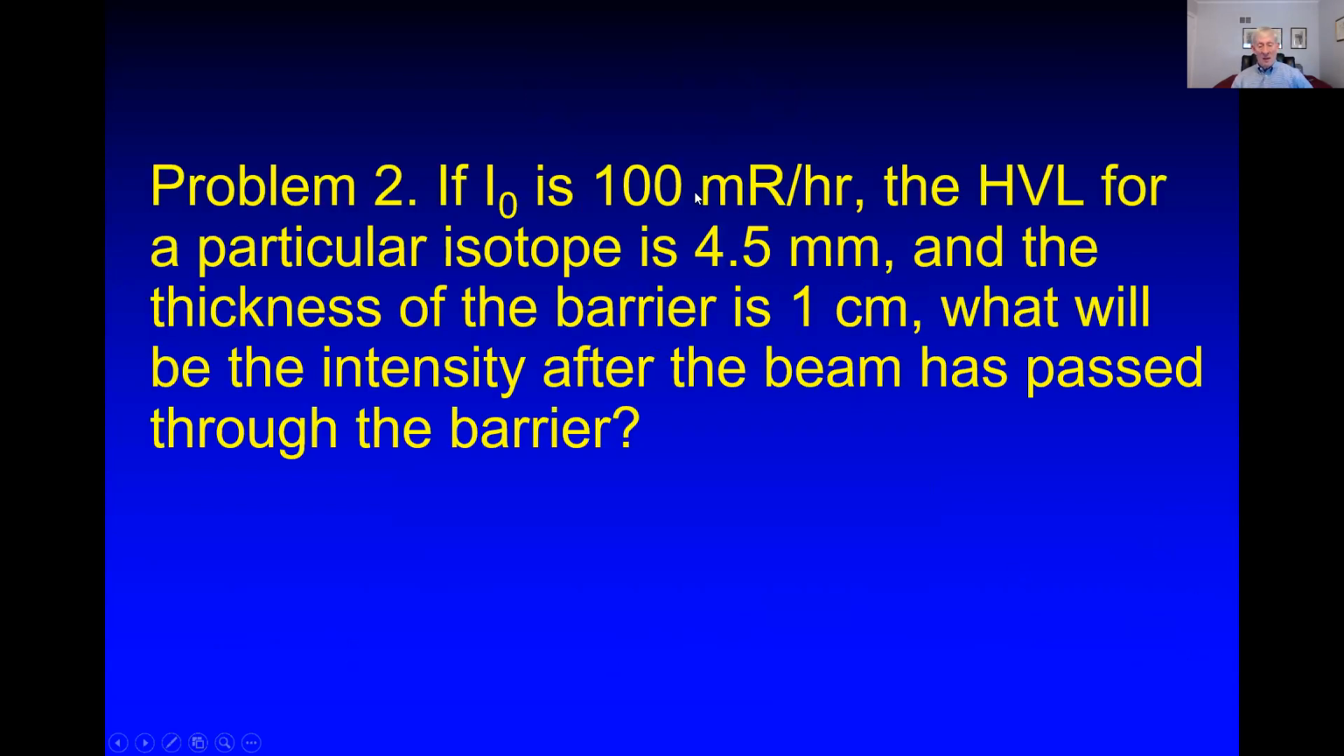Okay. Here, we have a reading of 100. The HVL is 4.5 millimeters. The thickness is 1 centimeter. That's 10 millimeters. So we have 10 divided by 4.5. We have about 2.2 HVLs. That means that it's going to drop it to a little bit more than 25%. So it's going to go from 100 to 50 to 25 plus a little bit more.